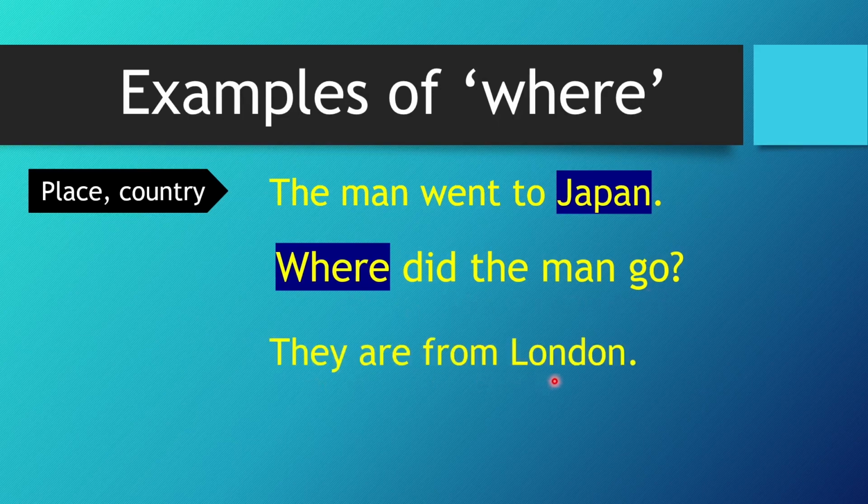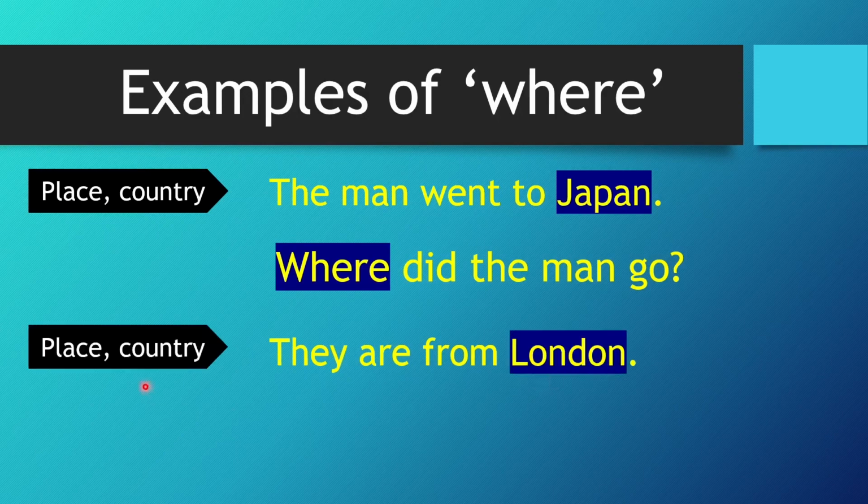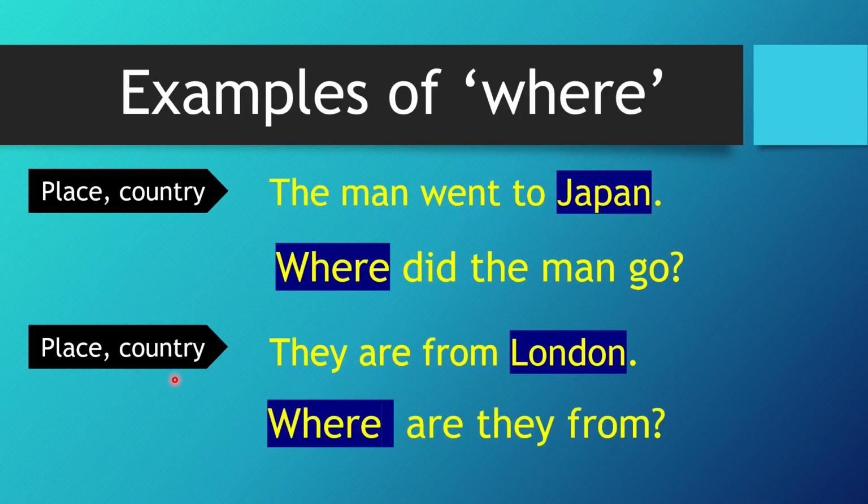They are from London. So London, this is again a country's name, a place. So the sentence is, where are they from? So where is indicating London. And after that, there will be the main verb. Here are is working as the main verb because there is no other verb given in the sentence. And after that, they, the subject will be used, and other part from.